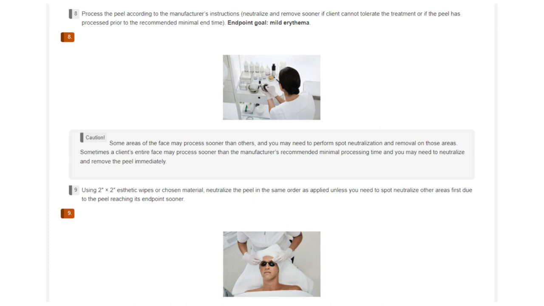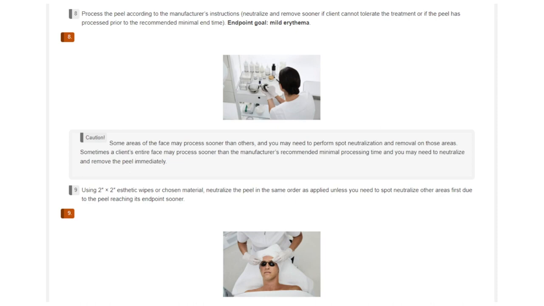Neutralize and remove sooner if the client cannot tolerate the treatment or if the peel has processed prior to the recommended minimal end time. Endpoint goal: mild erythema. Caution: some areas of the face may process sooner than others, and you may need to perform spot neutralization and removal on those areas. Sometimes a client's entire face may process sooner than the manufacturer's recommended minimal processing time, and you may need to neutralize and remove the peel immediately.